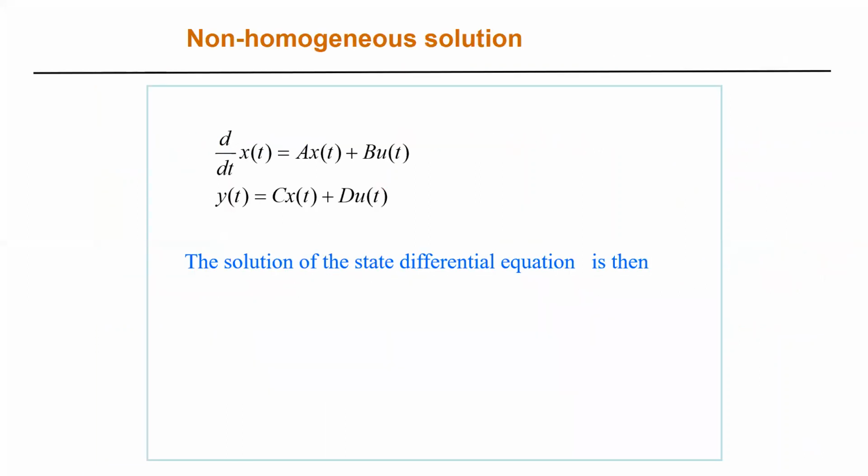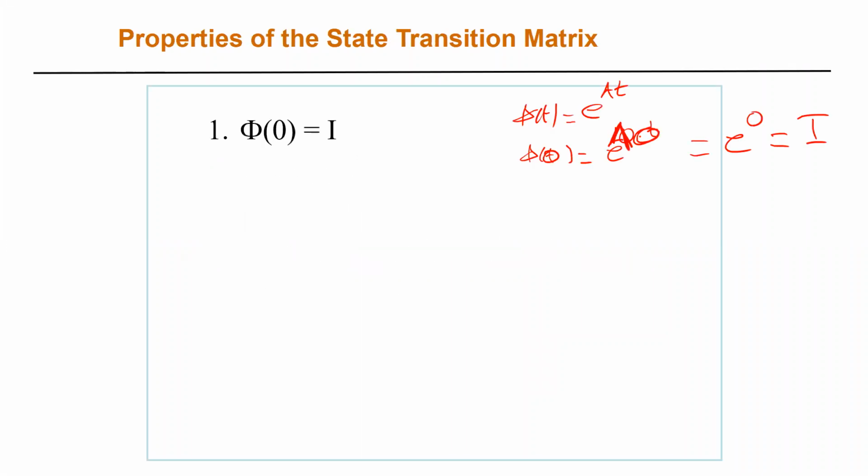Now let me go back to the properties. So this is the first property of the transition matrix. The other property is inversion. Remember, if you want to invert a matrix, it's extremely difficult. But if you have a state transition matrix, then the inversion process is very simple. Just replace t by minus t.